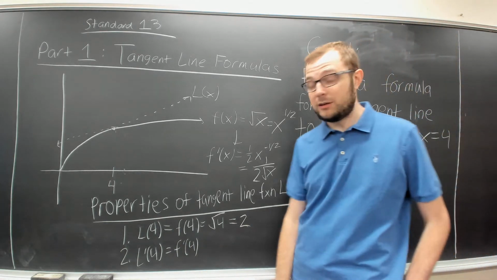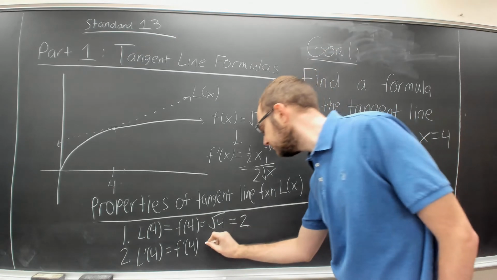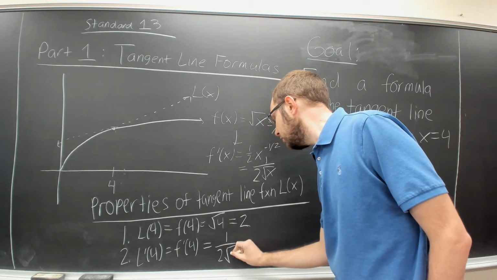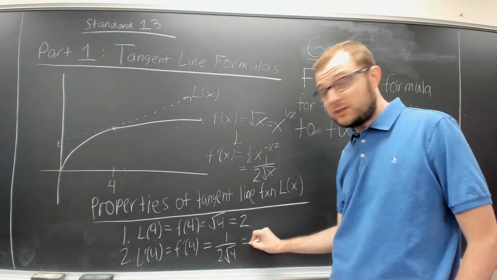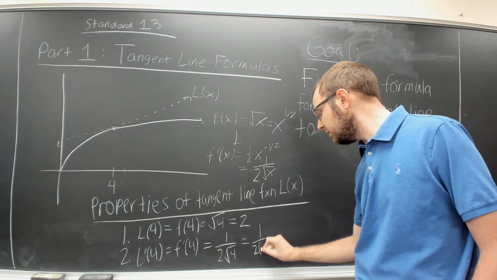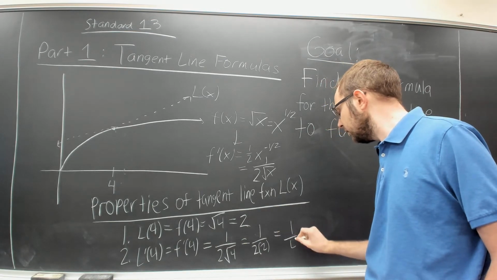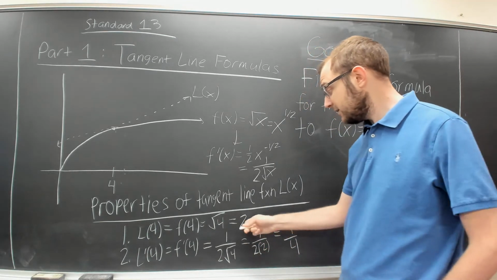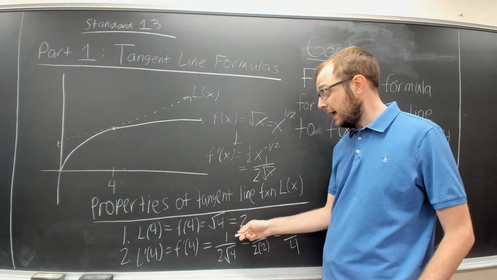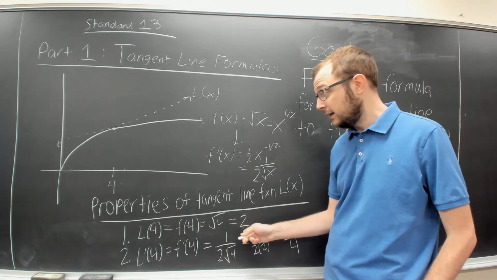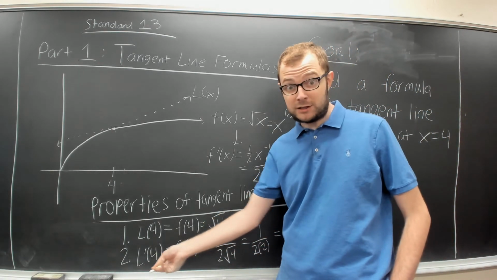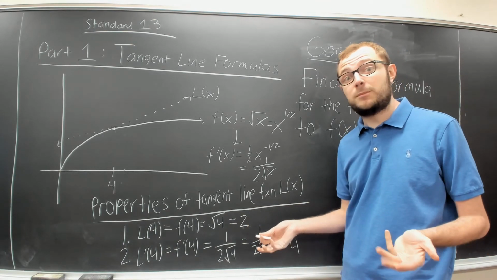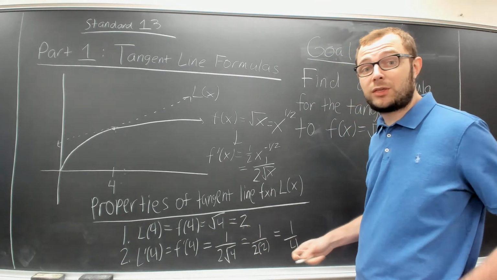So down here, if we want to know what f prime of 4 is, that's going to be 1 divided by 2 square root of 4, which is equal to 1 over 2 times 2, or 1/4. So we know this about our tangent line, that at x equals 4, our tangent line is going to have a y value of 2, and we know that the slope of our tangent line everywhere, because lines have constant slopes, is going to be 1/4.